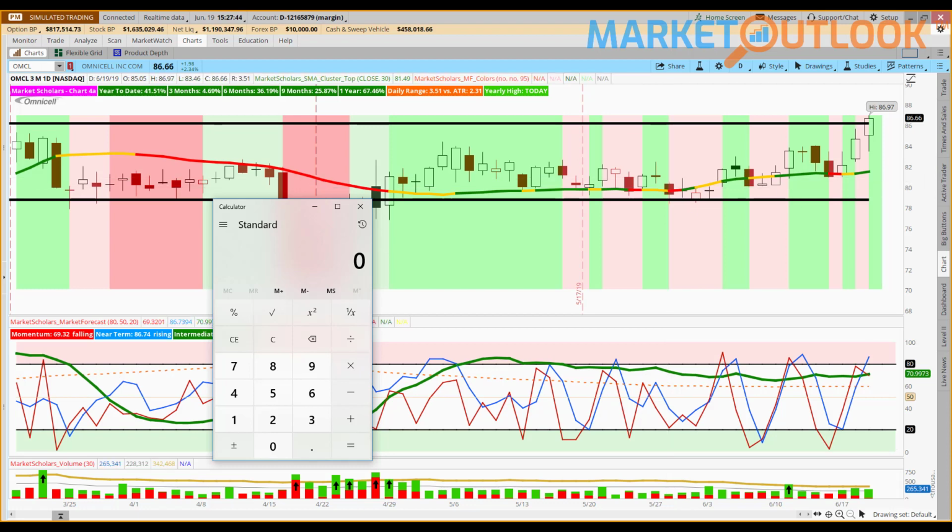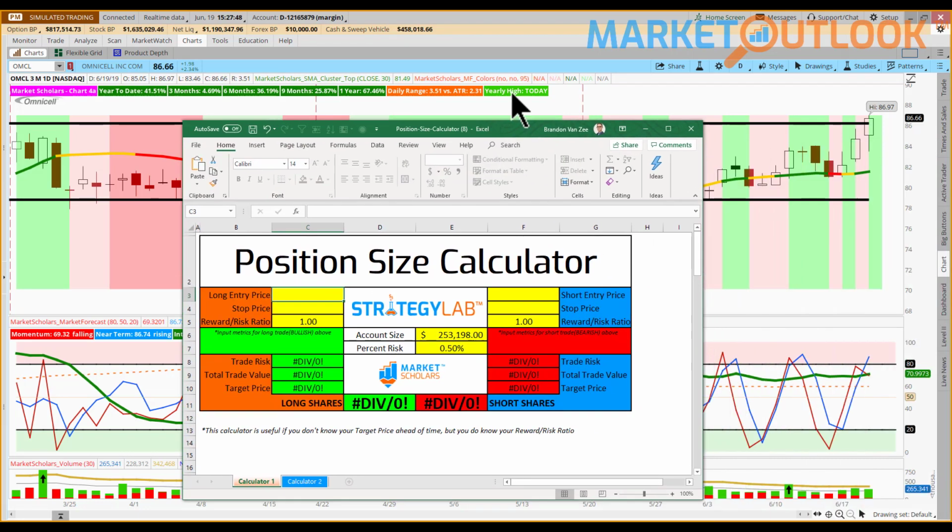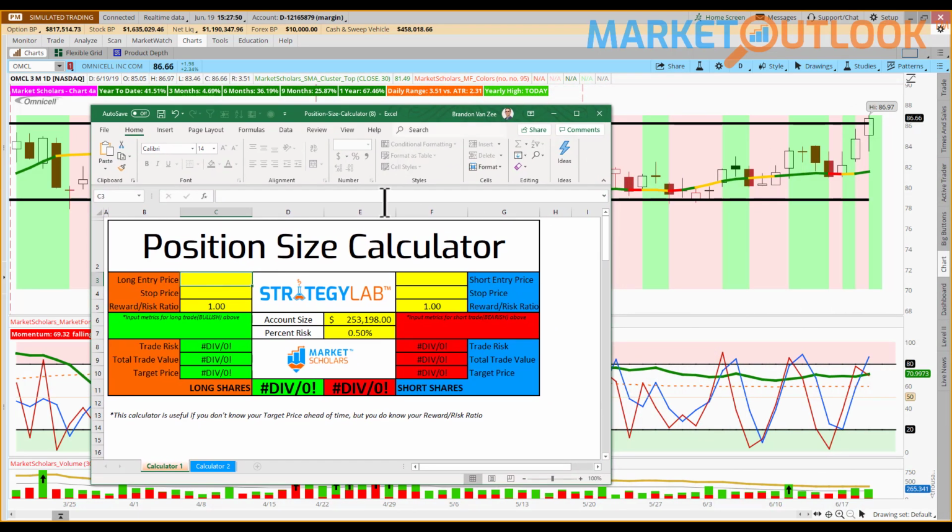Now I do have a position sizing calculator that I use for my swing trading class, and I still have that up since we taught that class today. So I'm just going to pop that in here real quick to see where I would need that stock to go in order to then have that 1-for-1 risk to reward relationship. Notice here on the position sizing calculator, which is available for all of you premium members of Market Scholars on our resources area of our blog, I've got that 1.0 to represent the reward risk ratio.